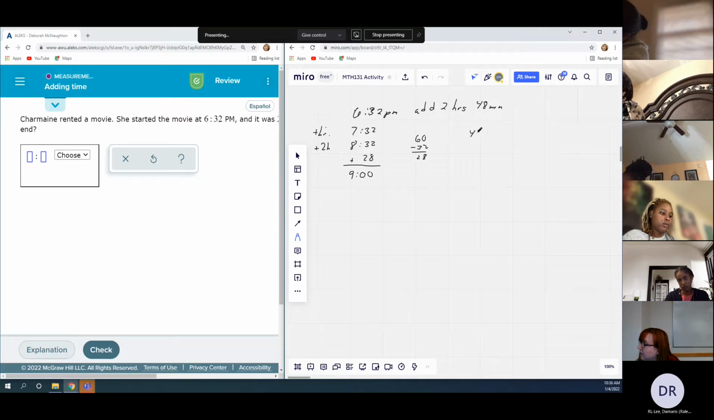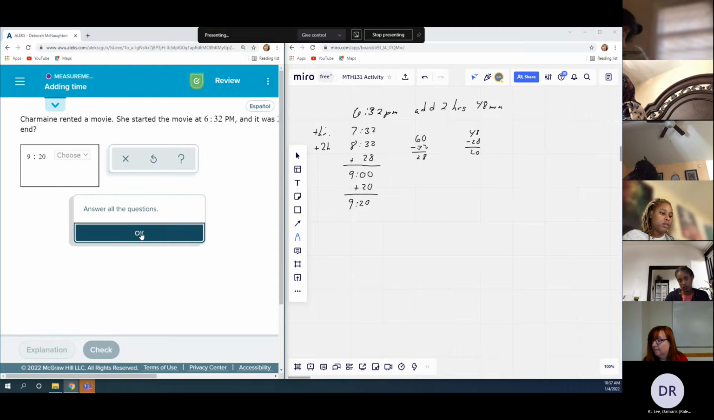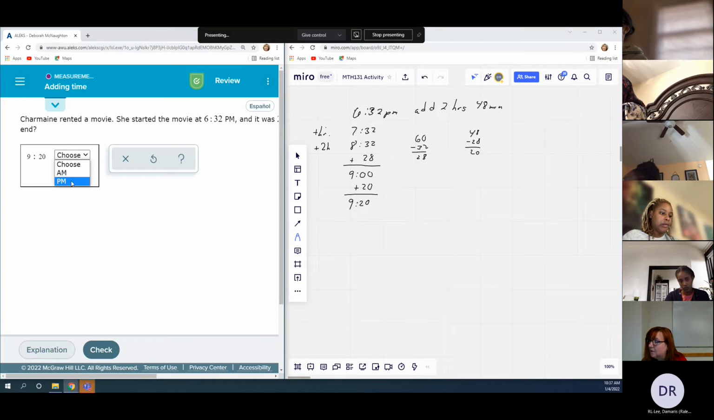And 48 minus 28 is 20. So then I need to add another 20 minutes to get my 48 minutes. So that puts me at 9:20. Oops. Oh, I didn't pick the time, and it was PM.